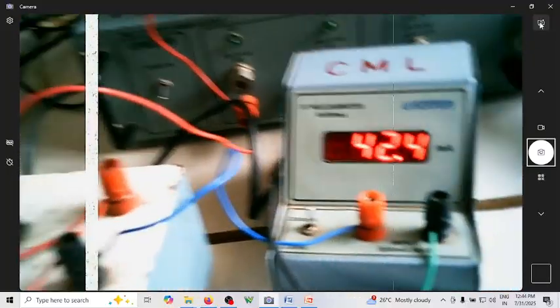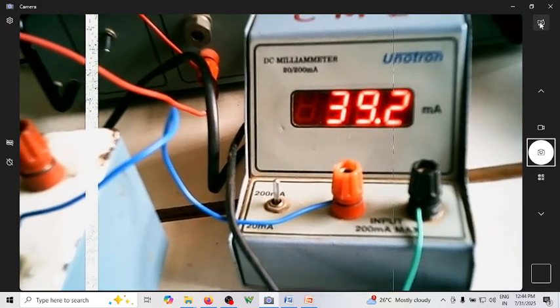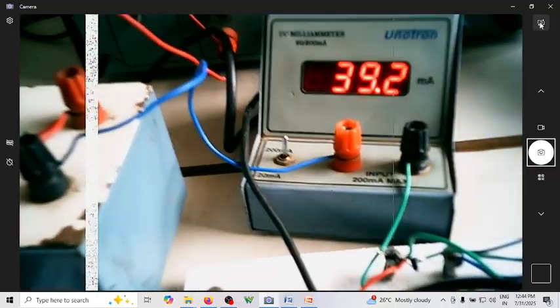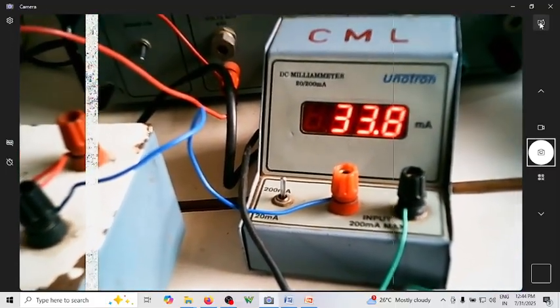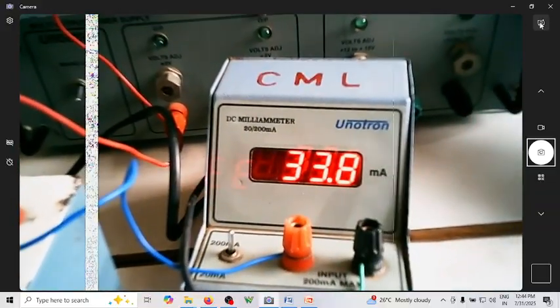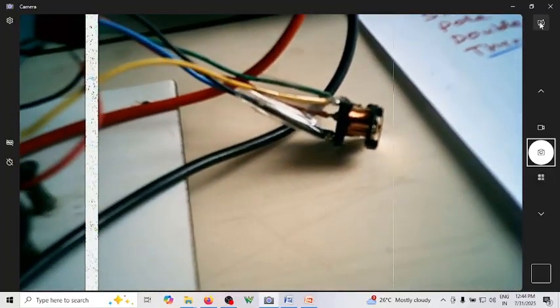Now I have 40 ohms connected. The current flowing through is 42 milliamperes. Now it is 39 milliamperes. So it is still pulling. 36 milliamperes. Oh, now it has stopped. When the current is 33 milliamperes, it is not enough to pull this lever down.